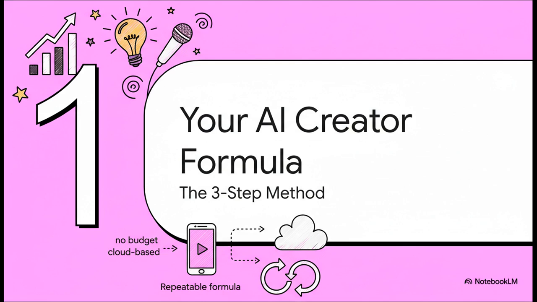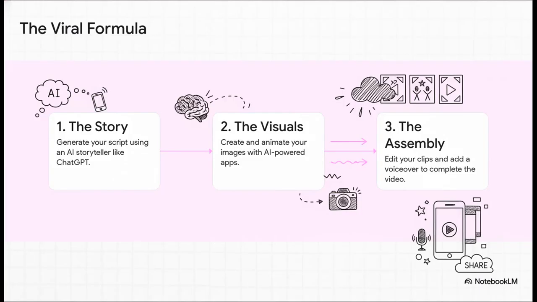Okay, so how is this even possible? How can you get these kinds of results? Well, it actually all comes down to a really simple, repeatable, three-part formula. And the best part? You don't need a budget, and you can do the whole thing right from your phone. So let's break it down.